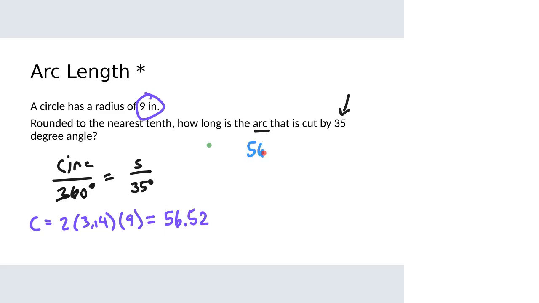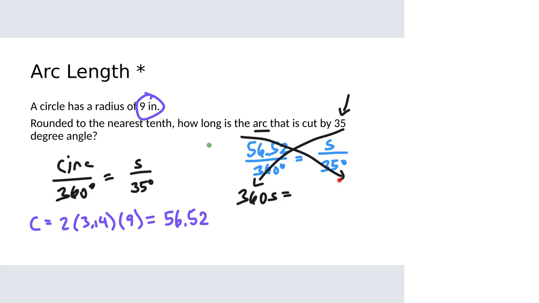So 56.52, the circumference all the way around the circle, correlates to 360 degrees in the same way that this arc length correlates to 35 degrees. We'll cross multiply and have 360 times S is 56.52 times 35, 1978.2. I'm not going to do any rounding until we get to the very end. We're going to keep everything until we get to the very end.